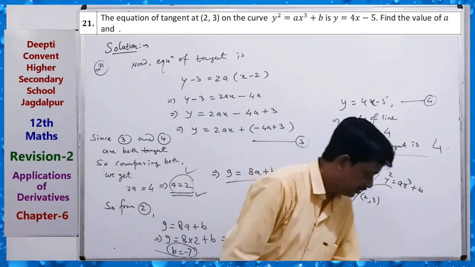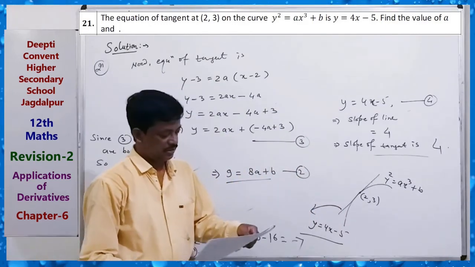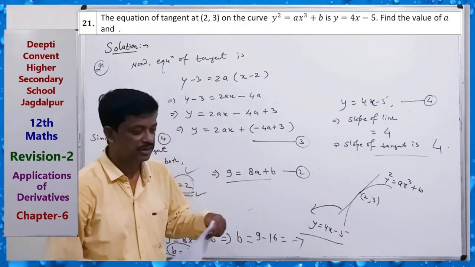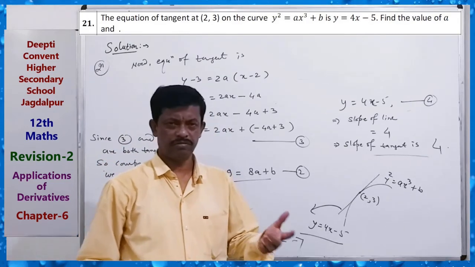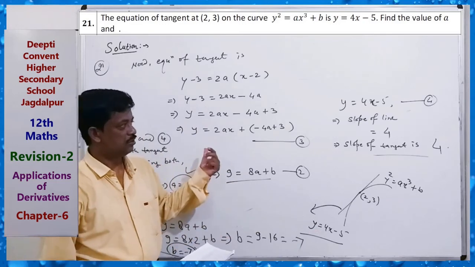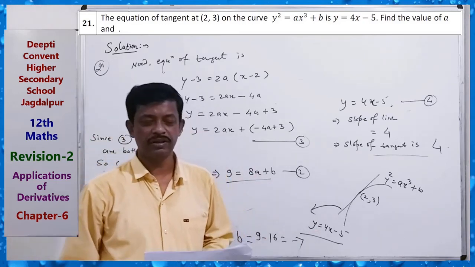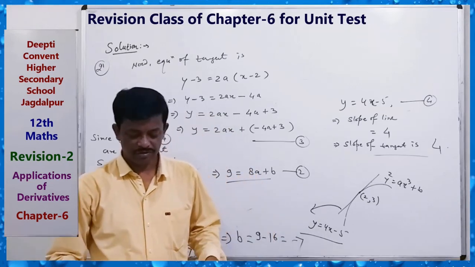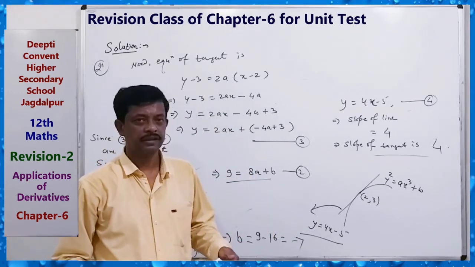These are the values of a and b. Now try to solve the remaining questions. All the questions are important. You can refer to the reference book. Try to solve them, because your test will be conducted on Monday. Clear?